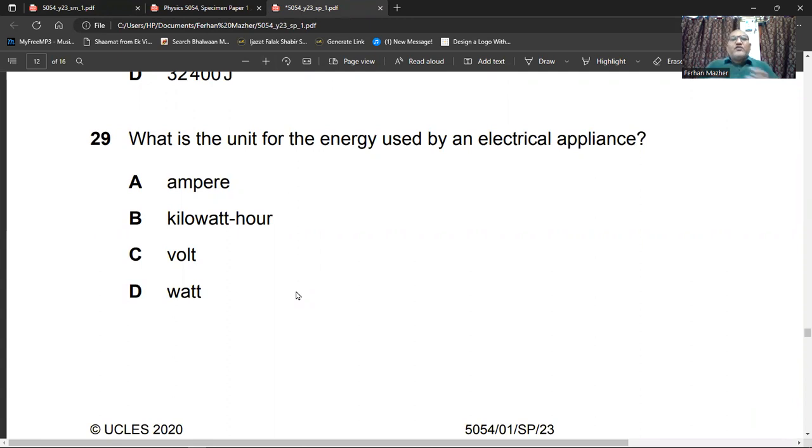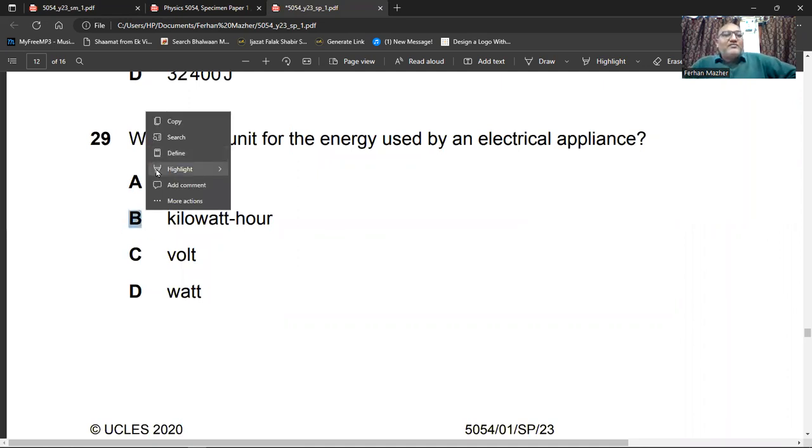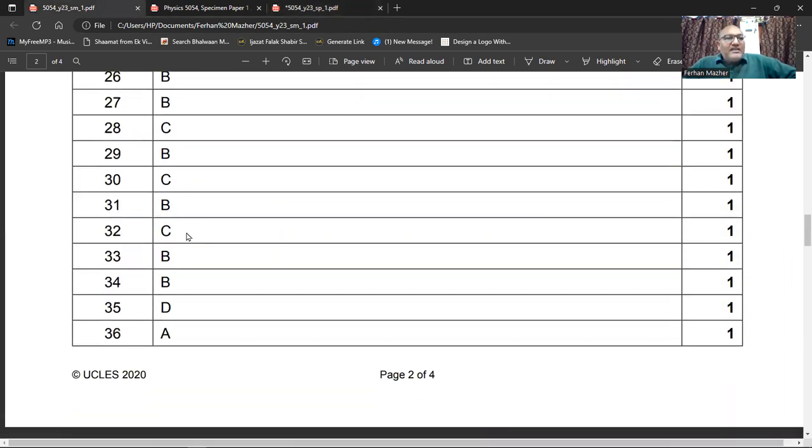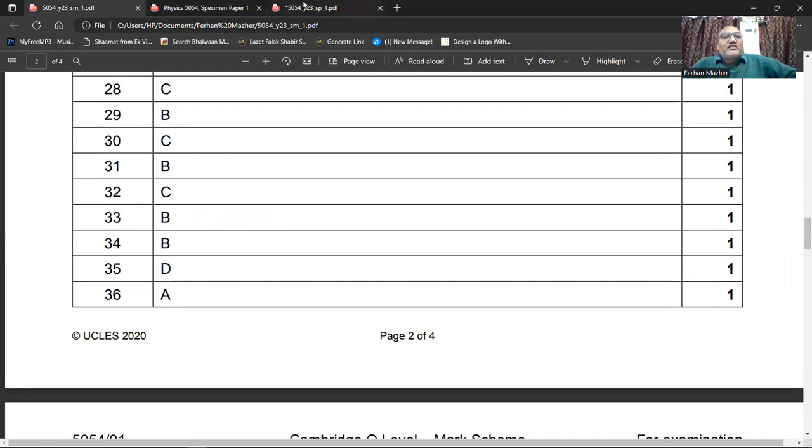The next question coming up on your screen, question number 29. What is the unit for the energy used by an electric appliance? The energy which is used by an electric appliance, that is kilowatt hour. So B is the right option. Question 29, B is the right option, sir.